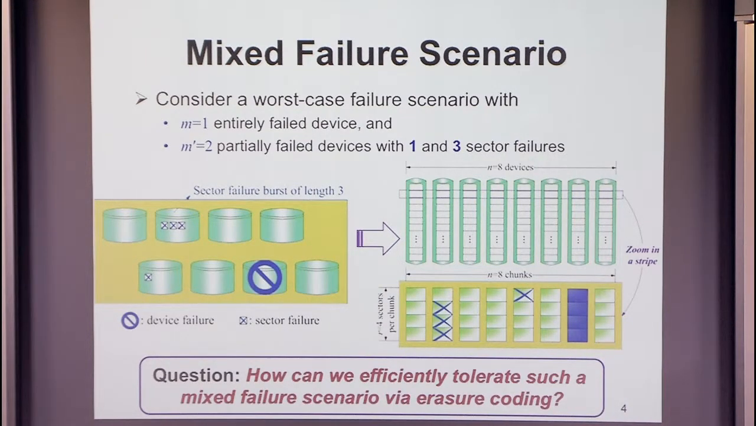Let's consider a worst-case failure scenario as an example. Let's say there could be at most m equals one entirely failed device. In addition to that, there could be m prime equals two partially failed devices, where you don't lose all your data in those devices, but you lose some of your data. In those two partially failed devices, there could be at most one and three sector failures. Here we consider a stripe, okay? So within a stripe, there could be one and three sector failures in these m prime partially failed devices.